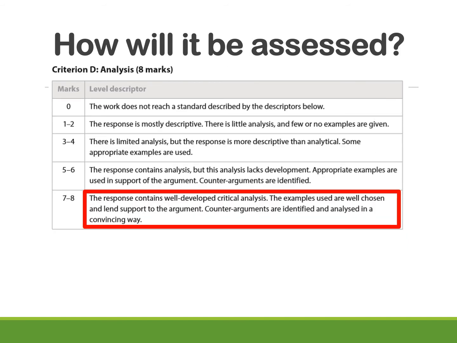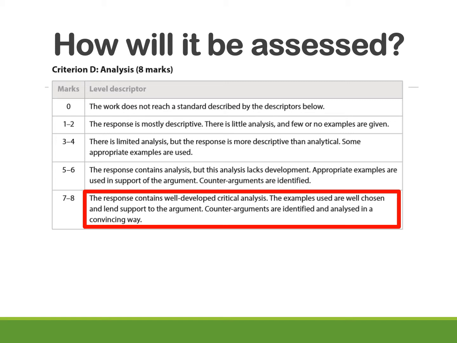The next criteria, second to last one, is where the marks are more significant. So your analysis, and like I was saying before, these last two sections are the ones that are going to take most of the words of your IA. This is what most of your words are going to be focused on, these two parts. So analysis, the top band says the response contains well-developed critical analysis. The examples used are well chosen and lend support to the argument. Counter-arguments are identified and analysed in a convincing way.